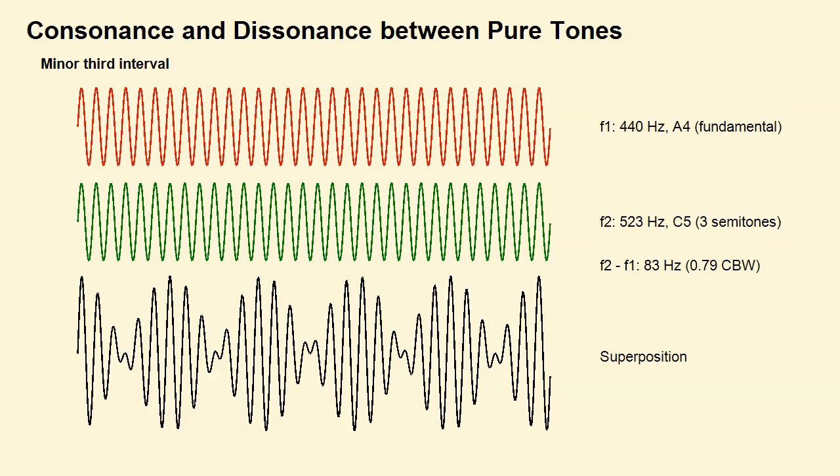The screen shows the details of the reproduction of the augmented second, minor third interval, in which the second sound is C5, with a frequency of 523 Hz, 83 more than the A4, which corresponds to an extension of 0.79 times the critical bandwidth of 105 Hz for the A4.